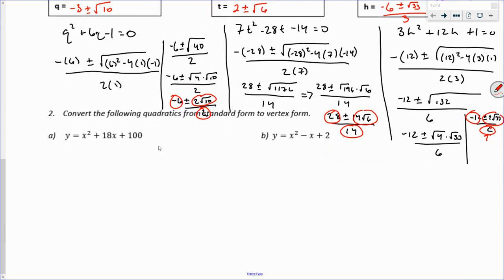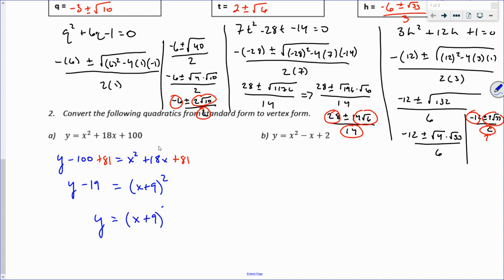Okay, this is really the only two problems on the whole front side that you had to complete the square. And even then, you didn't have to do it, but I wanted you to. So we sit there and go to find that missing piece to complete the square. So 18 divided by 2 is 9. 9 squared is 81, which means we also have to add 81 over here, which makes it y minus 19 equals x plus 9 quantity squared. Add the 19 over. And this is vertex form.